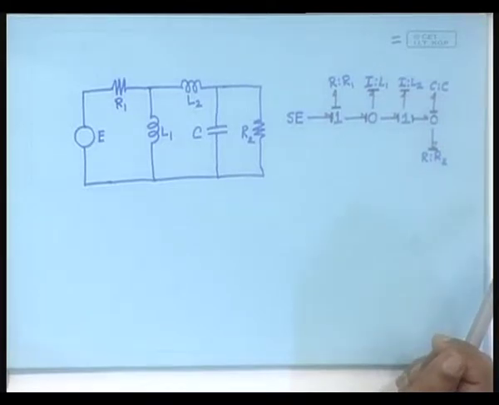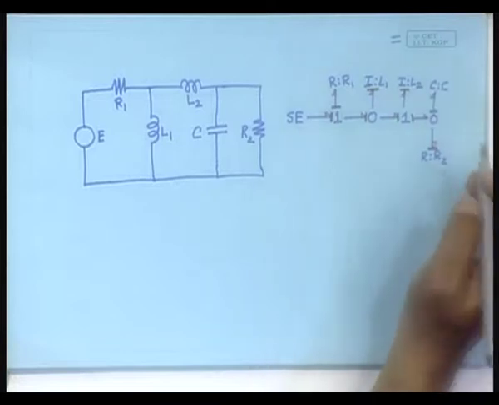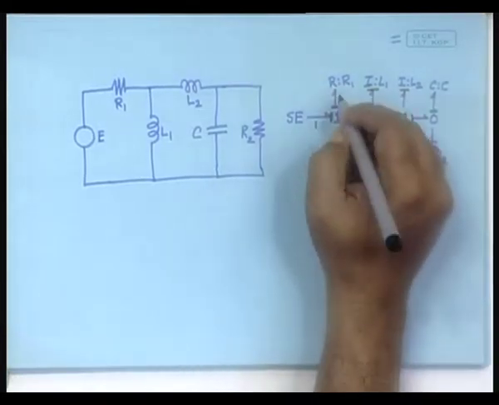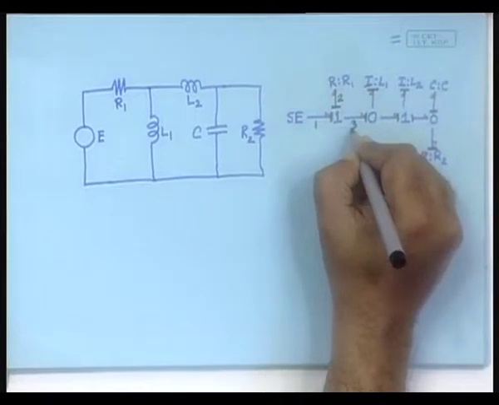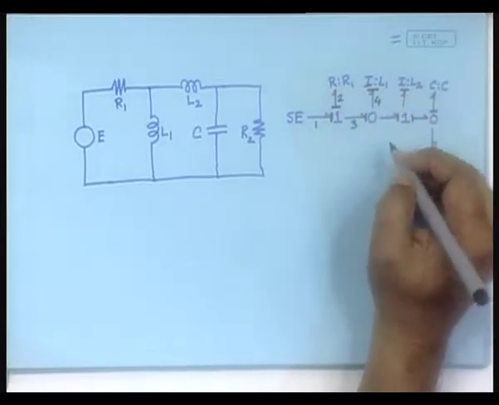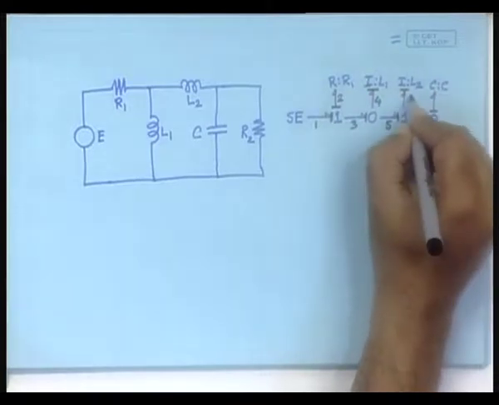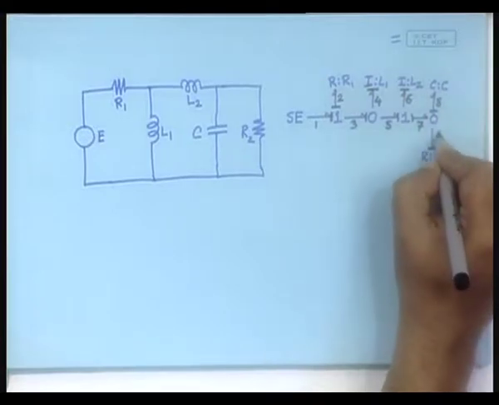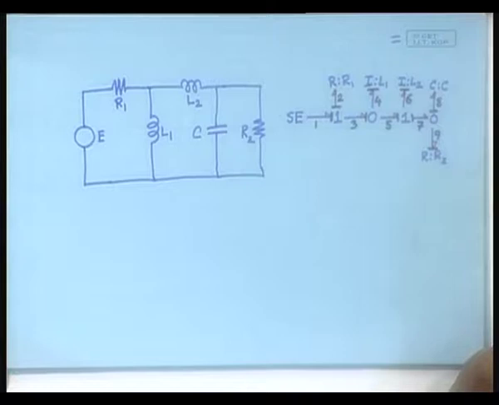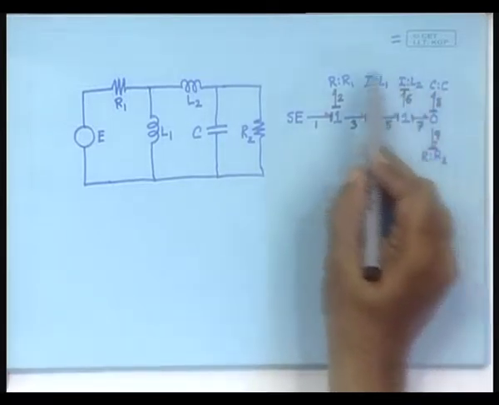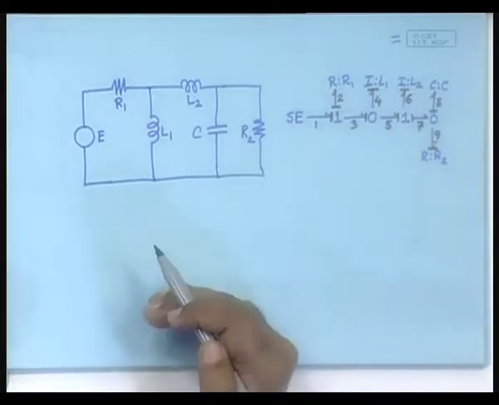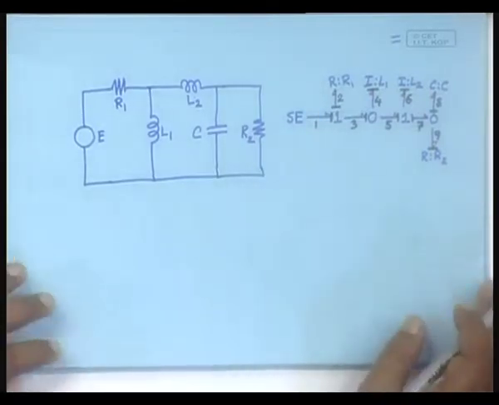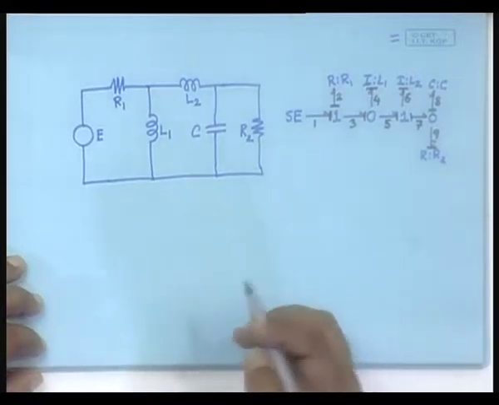Is that clear? Okay. Now, let us give numbers. Simply 1, 2, 3, 4, 5, 6, 7, 8, and 9. Done. So, we are through. As far as drawing the bond graph is concerned, we are through. Now, the next stage is to obtain the equations. Now, let us ask the first question.